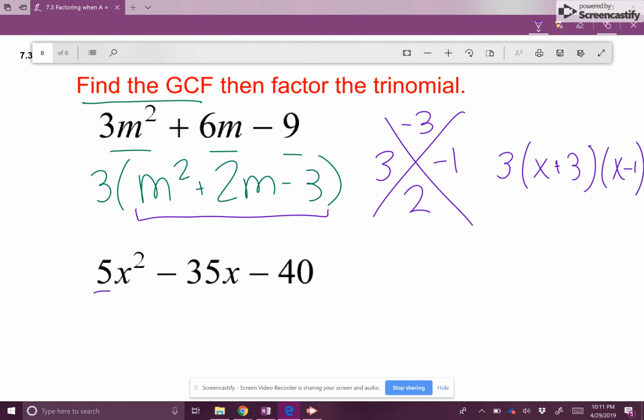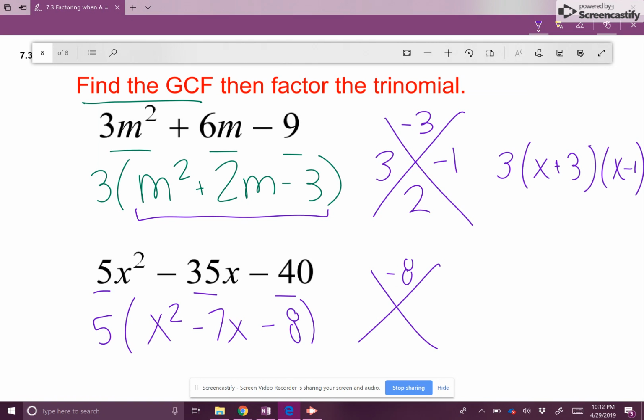Same concept here. I look, my greatest common factor is a 5. So I have 5x squared minus 7x minus 8. Looking for numbers that multiply to make negative 8, but add together to make negative 7. So in this case, we would have negative 8, excuse me, and positive 1. Keeping that 5 out front, because we factored that out of the expression, we have 5 times x minus 8 times x plus 1.